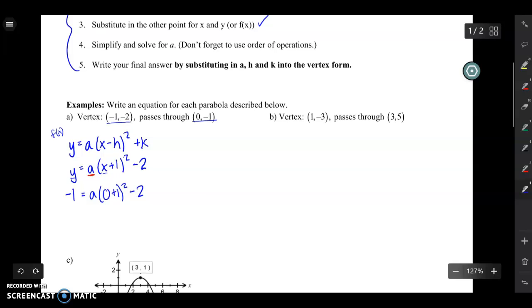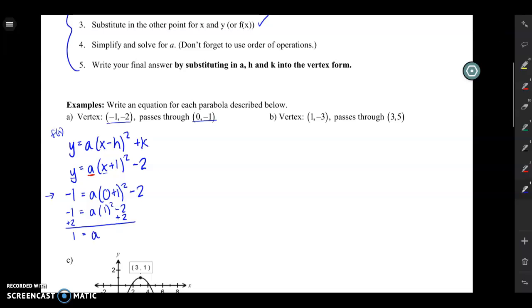If you look at this third line of the equation, I only have one variable, and it's a. So I'm just going to go ahead and do some simplifying. -1 = a(1)^2 - 2. I'm going to add 2 to both sides. -1 plus 2 is 1 on the left, and then a times 1 squared is just a on the right. So this tells me that our a is 1.